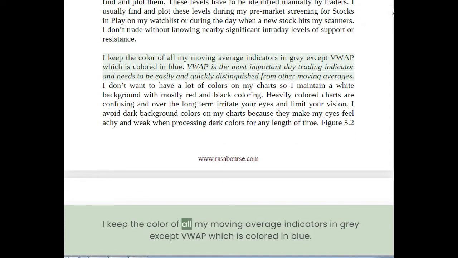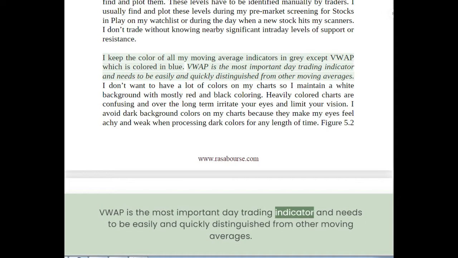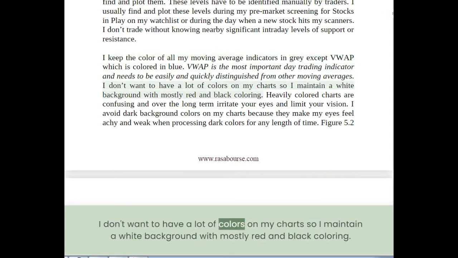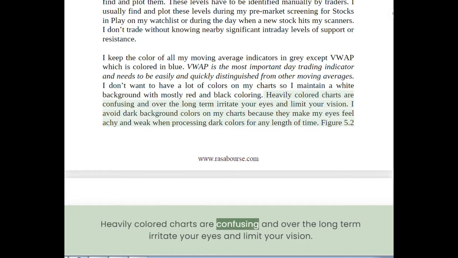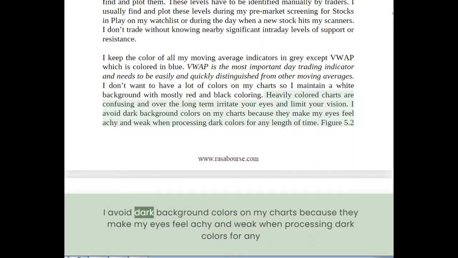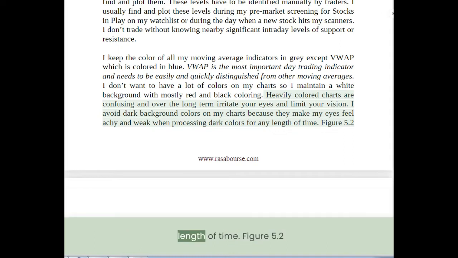I keep the color of all my moving average indicators in gray except VWAP, which is colored in blue. VWAP is the most important day trading indicator and needs to be easily and quickly distinguished from other moving averages. I don't want to have a lot of colors on my charts, so I maintain a white background with mostly red and black coloring. Heavily colored charts are confusing and over the long term irritate your eyes and limit your vision. I avoid dark background colors on my charts because they make my eyes feel achy and weak when processing dark colors for any length of time.